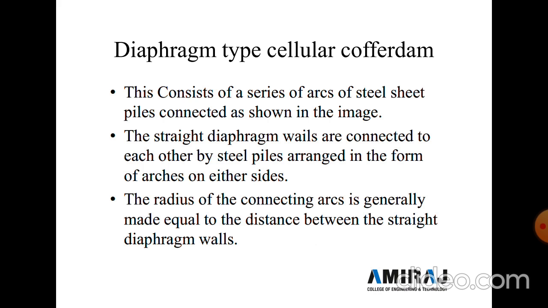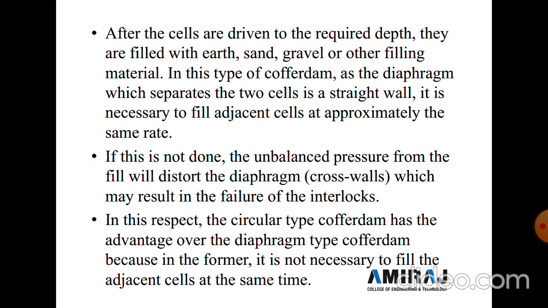Now next is the diaphragm type cellular cofferdam. This consists of a series of arcs of steel sheet pile connected as shown in the image. The straight diaphragm walls are connected to each other by steel piling arranged in the form of arcs on either side, and the radius of the connecting arc is generally made equal to the distance between the straight diaphragms. After the cells are driven to the required depth, they are filled with earth, sand, gravel and other filling material.